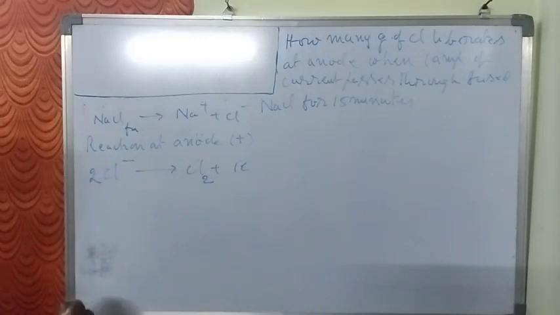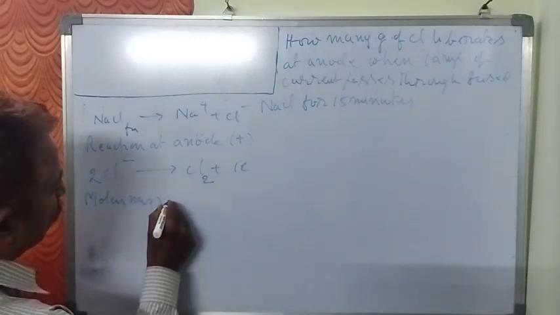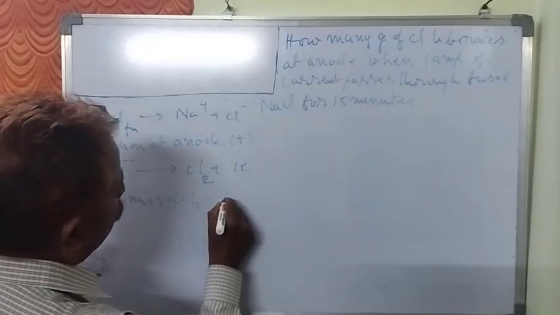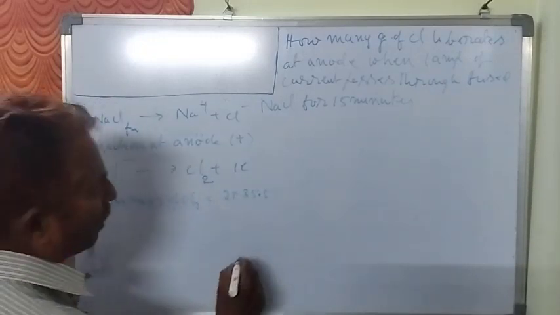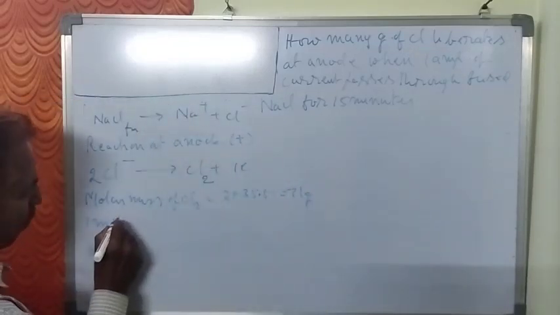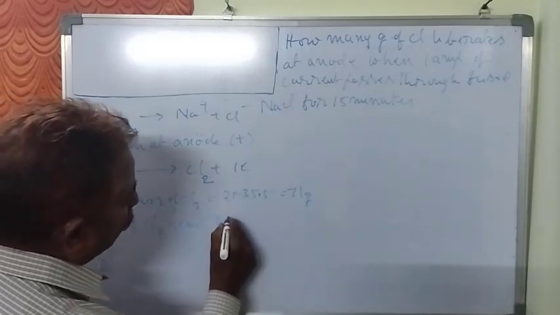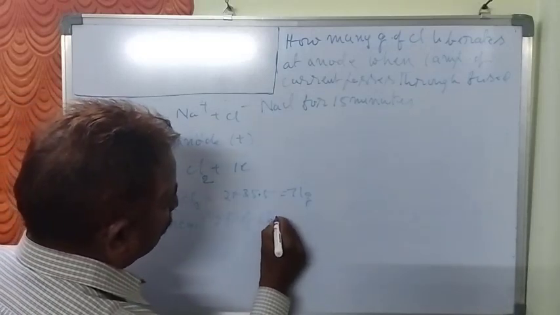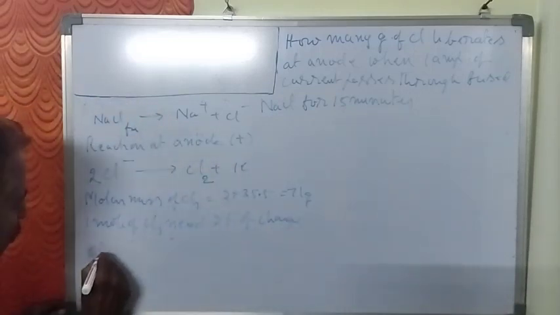Right. So what is the molar mass of chlorine? Molar mass of chlorine is equal to 2 into 35.5. Atomic mass of chlorine is 35.5, so it is 71 grams. So 1 mole of chlorine needs 2 Faradays of charge. Now here the charge we have to find.